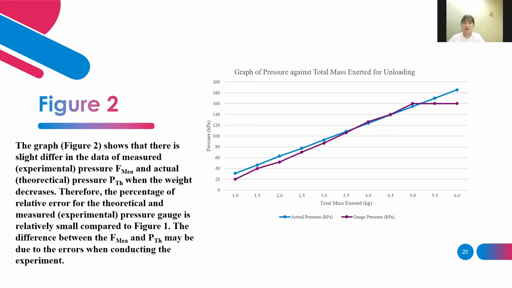Next, Figure 2 shows the graph of pressure against total mass exerted for unloading. The graph shows that there is a slight difference between the measured pressure and actual pressure when the weight decreases. Therefore, the percentage of relative error between the theoretical and measured pressure gauge is relatively small compared to Figure 1. The difference may be due to errors when conducting the experiment.